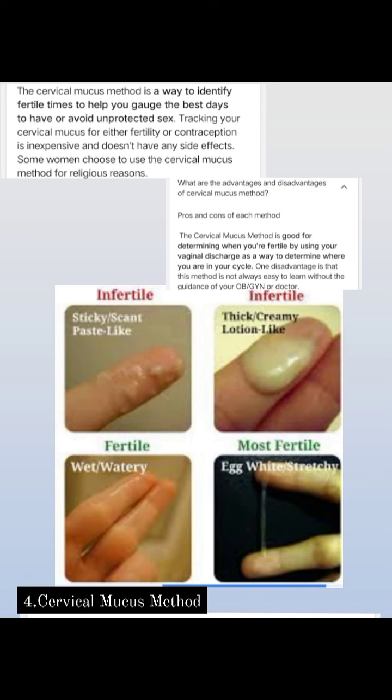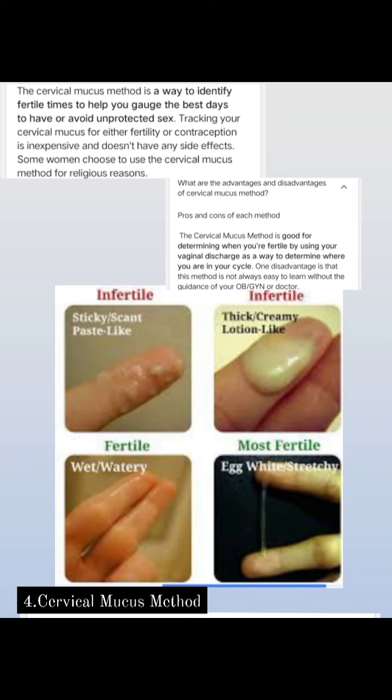Number 4. Cervical mucus method. The cervical mucus method is a way to identify fertile times to help you gauge the best day to have or avoid unprotected sex. Tracking your cervical mucus for either fertility or contraception is effective and doesn't have any side effect. Some women choose to use the cervical mucus method for religious reasons.